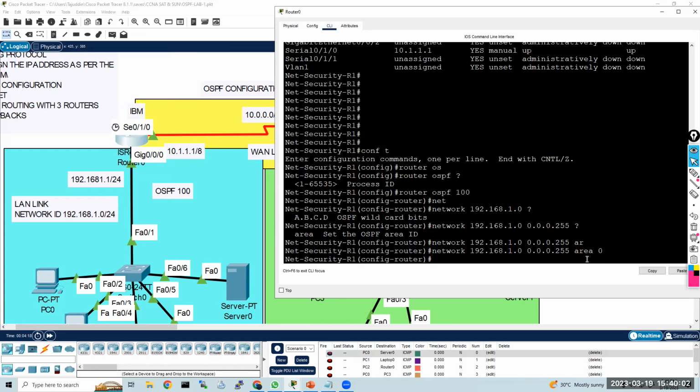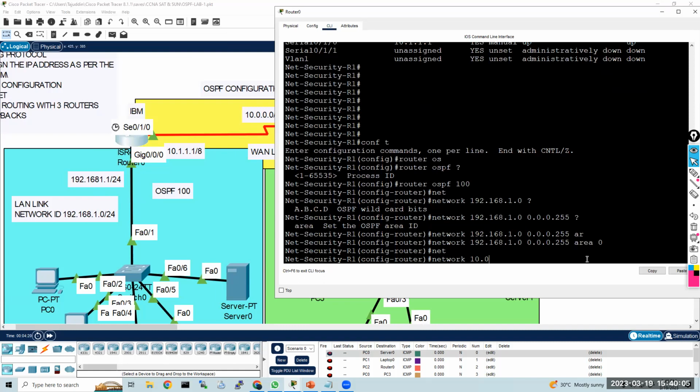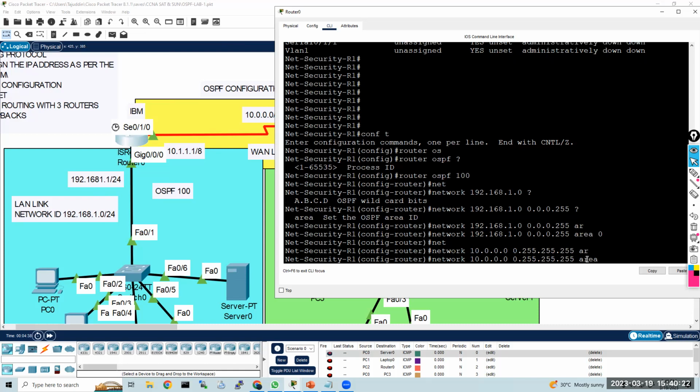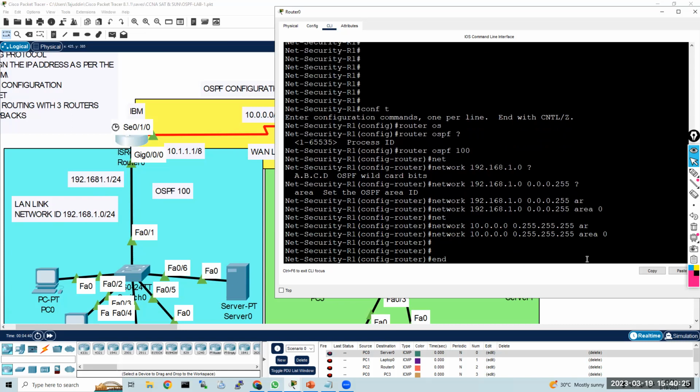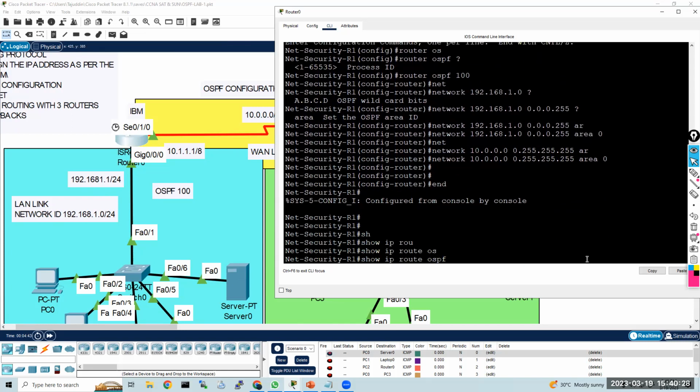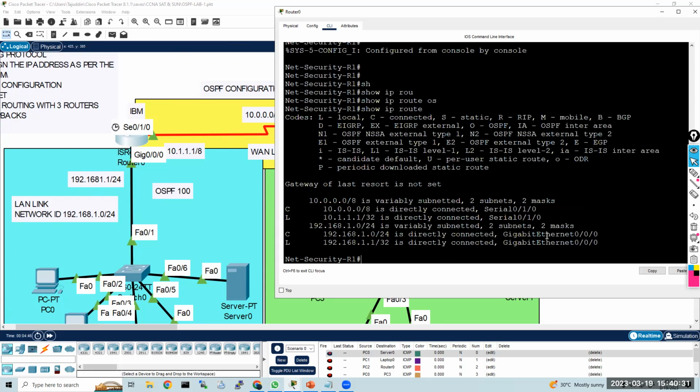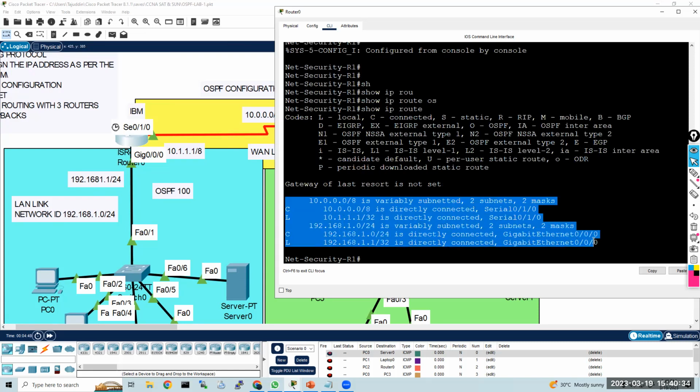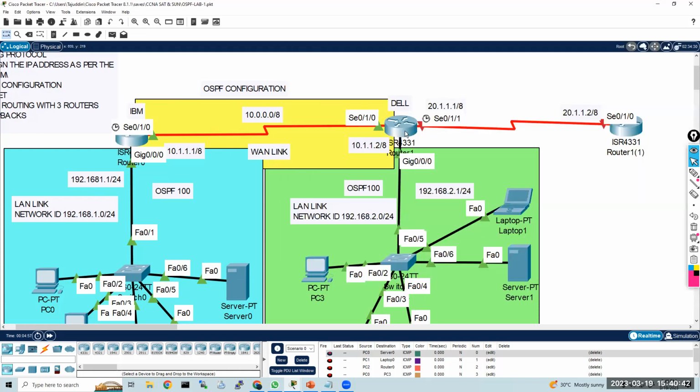Okay, there's one more network, that is the 10 network. Now you tell me, guys, what is the wildcard mask for this? 0.255.255.255. Yes, 0.255.255.255. This also I'll put in area 0. That's it. If you type show IP route OSPF, it will still not show any update. It has not formed any adjacency and has not loaded any updates. It means we should configure router 2 as well.